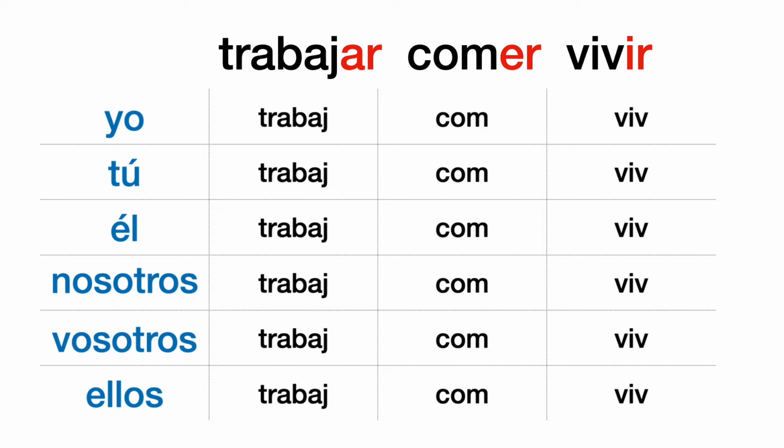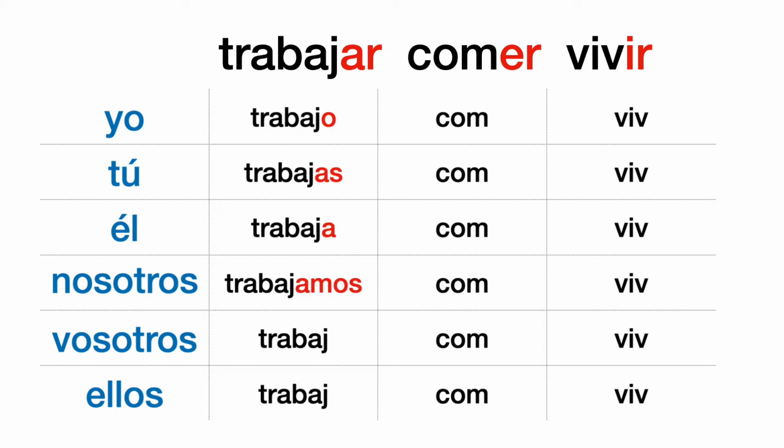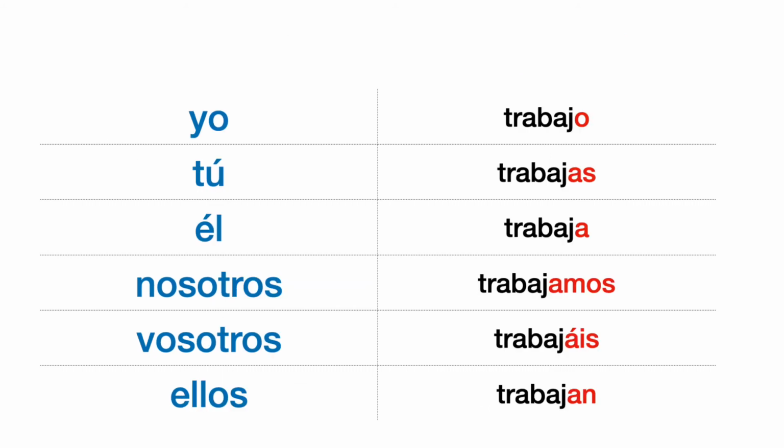So let's take the first column, trabajar. So we say yo trabajo, tú trabajas, él trabaja, nosotros trabajamos, vosotros trabajáis, ellos trabajan. So look at this, it's very interesting. Let's isolate it. If you look, the first thing that you will notice is that there is no repetition. Trabajo is only yo, trabajas is only tú, trabaja is only he or she, él or ella, and so on.